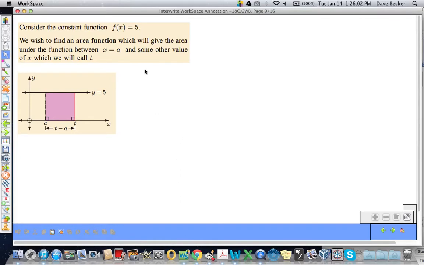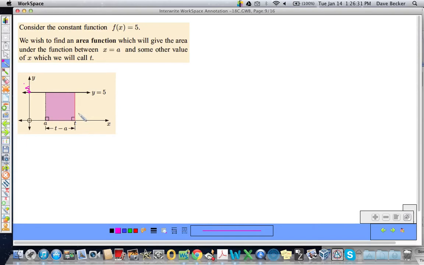And here we go. Consider the constant function f of x equals 5. And here it is graphed for you, right here. So this is intersecting the y-axis at 5, right there. That's the point 5, f of x equals 5. And we wish to find an area function, which will give the area under the function between x equals a and some other value of x, which we shall now call t.